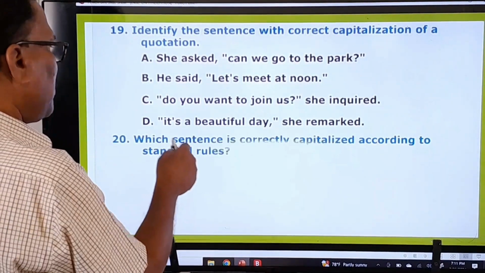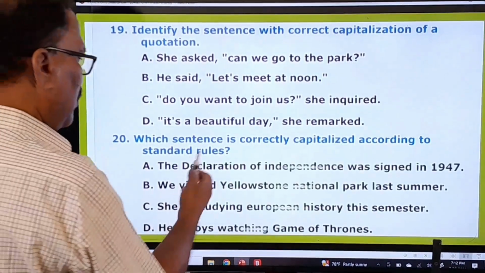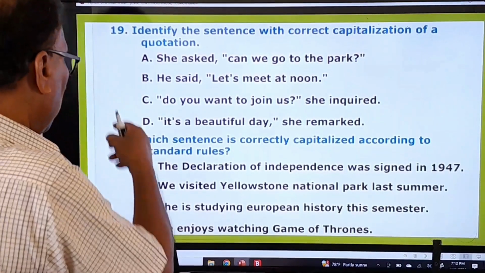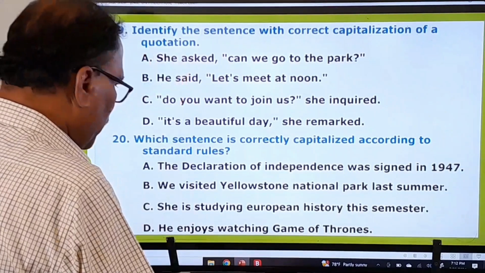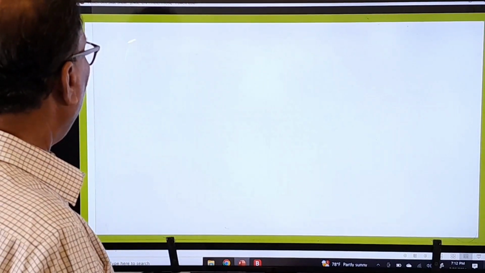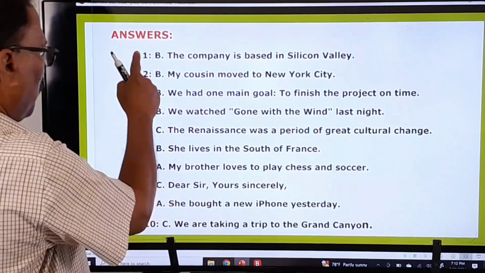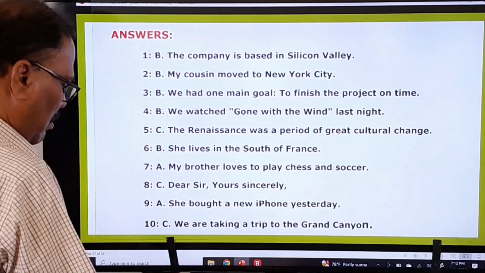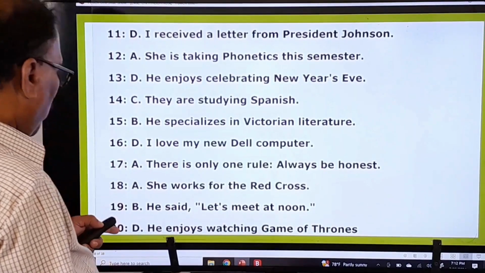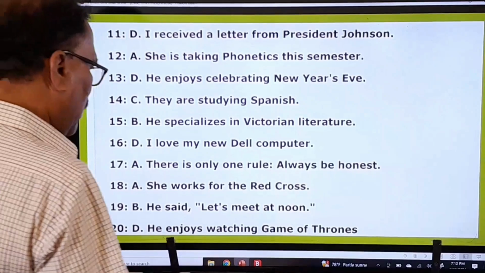Right, and here which sentence is correctly capitalized according to standard rules? Okay, and here these are the four options given here. You have to choose the right option. Okay, and these are the 20 questions, and for these 20 questions answers are also provided. Now let us look at the answer choices. These are the answers for questions 1 to 10. You go to the other answers. Okay, 11 to 20. These are the answers for the 11 to 20 questions.